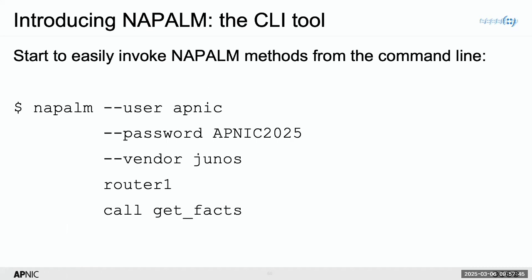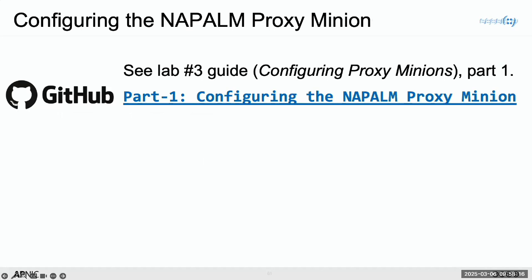In order to use napalm like a CLI tool, we can easily execute these commands. We specify the keyword napalm, then the user, password, and the vendor, the device we are going to communicate with, so it will be Junos or Cisco, then the name of the device, and then we can use get facts to collect different information about this device. Again, more detail is available within the configuration guide we have on GitHub.